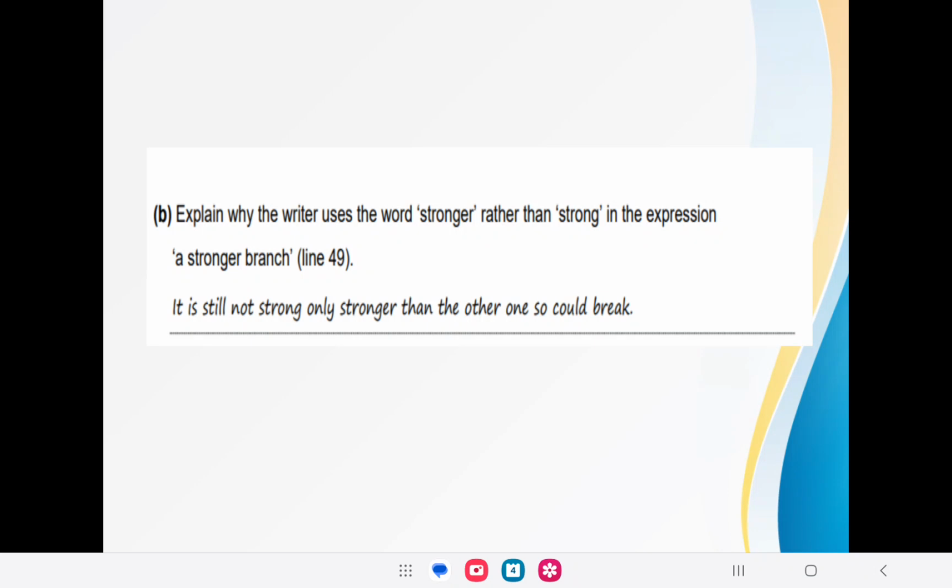Bismillahirrahmanirrahim. Assalamu alaikum. We are discussing question number 2 of paper 1, and that question is use of language tasks, and that question carries 9 marks.